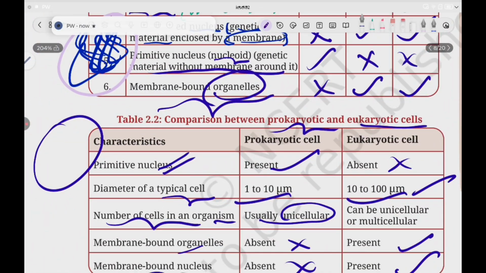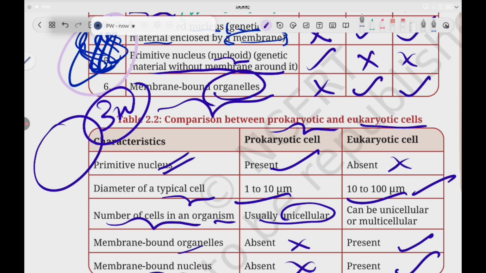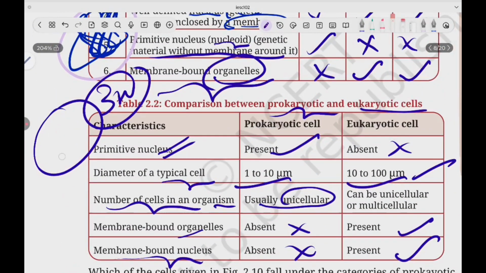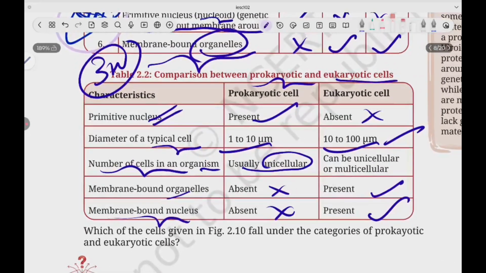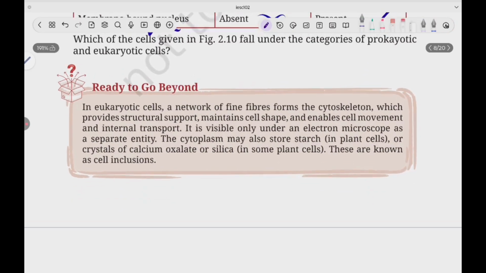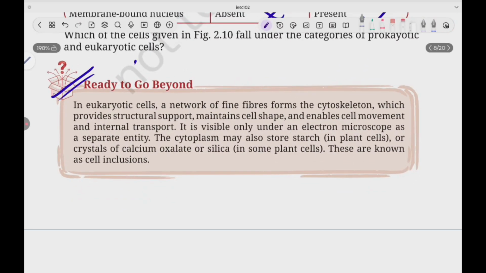It is usually asked as a 3 mark question, and you have to make a tabular column like this and explain the difference. You are given this to read. Do you know?